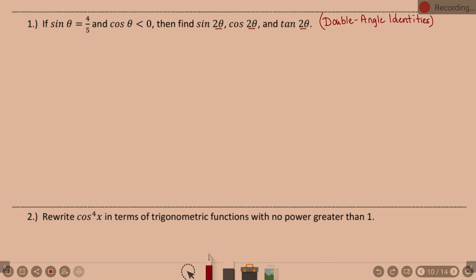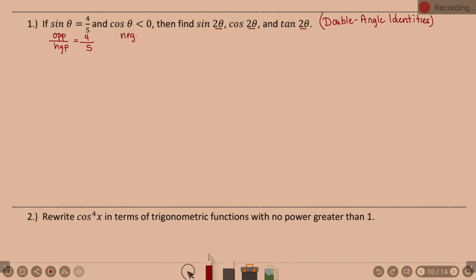Okay, so sine is opposite over hypotenuse, which means opposite over hypotenuse is 4/5. What does cosine less than 0 tell me? It's negative. Cosine is negative. So that means that 4/5 is in quadrant 2.